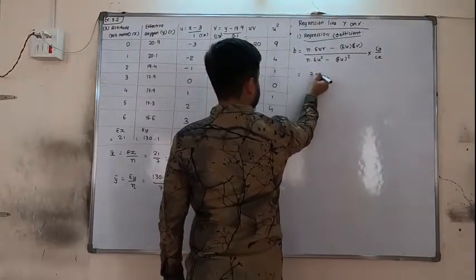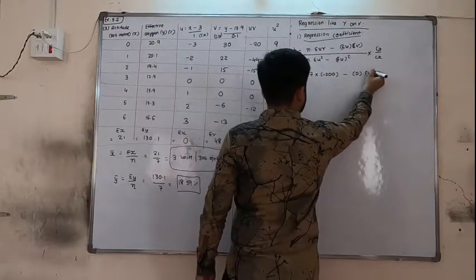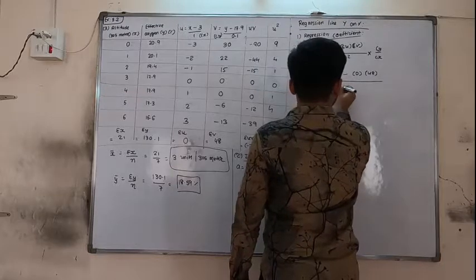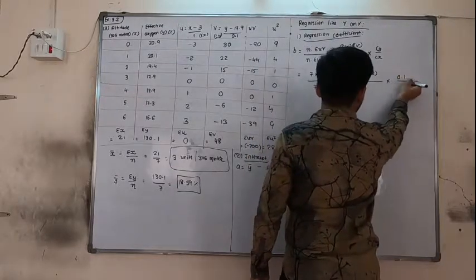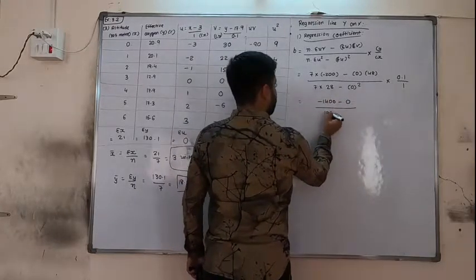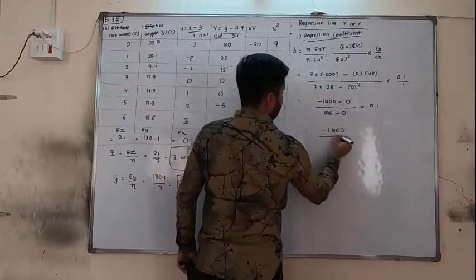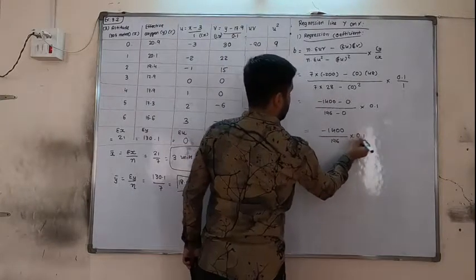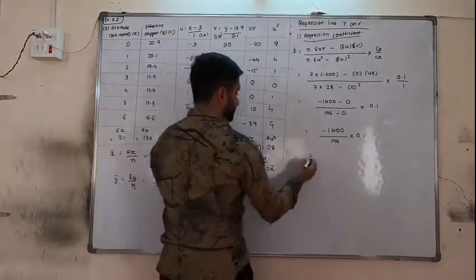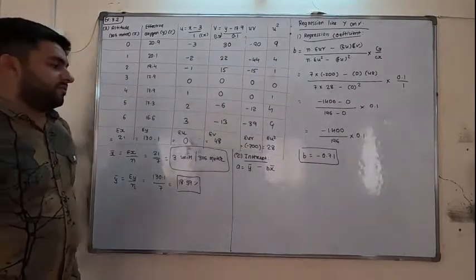So n is 7, uv is minus 200, sigma u is 0, sigma v is 48, divided by n is 7, u square is 28, u whole square is 0 square, multiply 0.1 divided by 1. So minus 1400 minus 0 divided by 196 minus 0 multiply 0.1 by 1 is 0.1. So minus 1400 divided by 196 into 0.1, so it is minus 0.71. This is my slight mistake in writing. Okay, because of it the whole sum is changed.